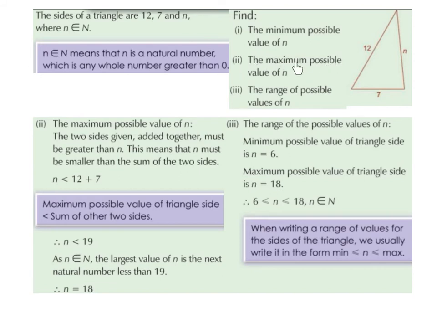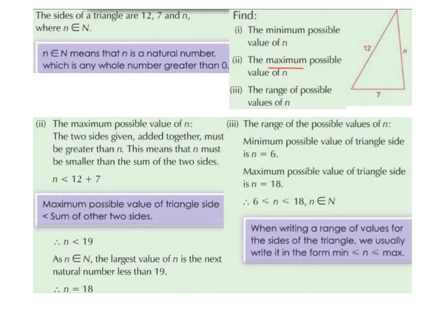So part 2, find the maximum possible value of n. We take the two sides given, added together, and they must be greater than n. The two sides given are 12 and 7. This means that n must be smaller than the sum of the two sides. Written as an inequality, n is less than 12 plus 7. So the maximum possible value of a triangle side must be smaller than the sum of the other two sides. 12 plus 7 is 19, so n is less than 19.